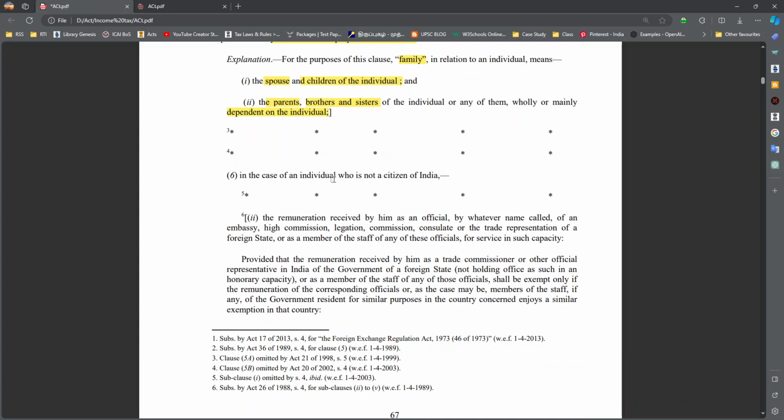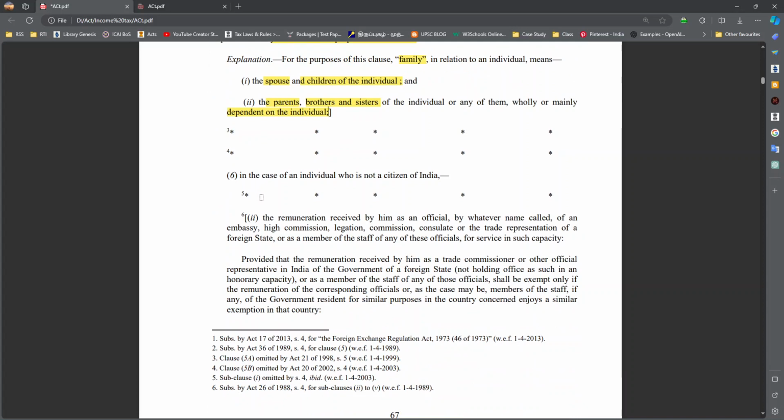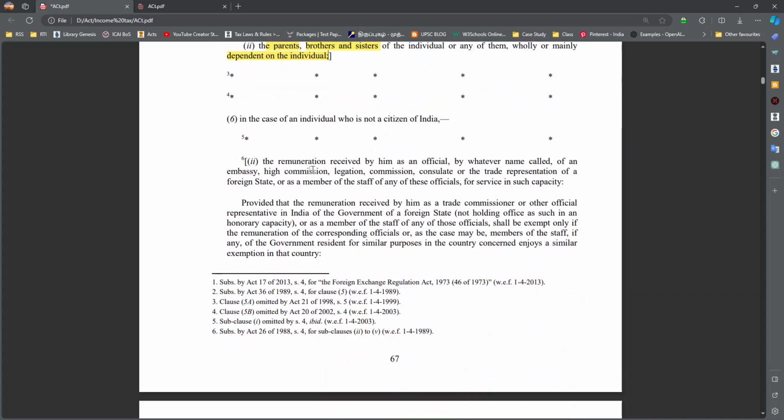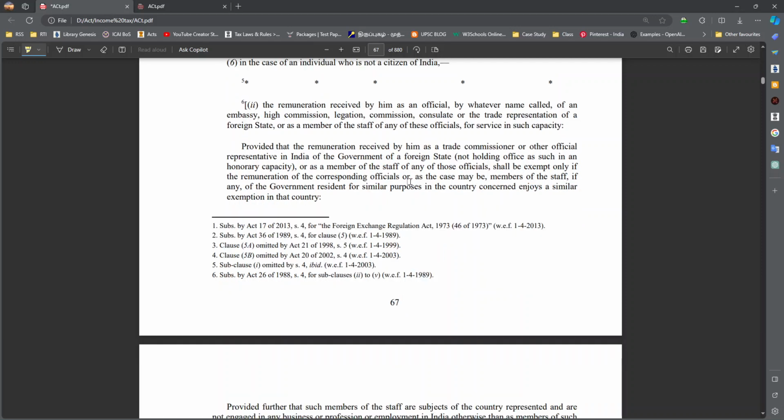In the case of an individual who is not a citizen of India, so any person who is not a citizen of India, then the income is not taxable. Remuneration received by him as an official by whatever name called of the embassy, high commissioner, legation, commission, consulate, or trade representation of a foreign state, or as a member of the staff of any of these officials, in an official capacity.